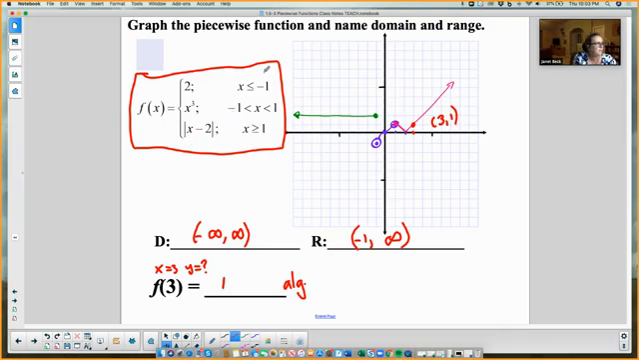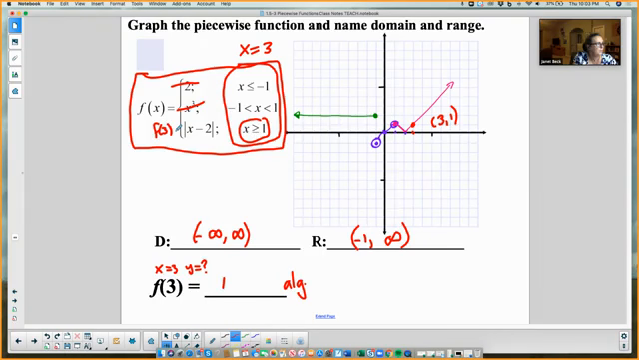Don't look here first, look over here first and choose which interval x equals 3 fits in. 3 is not less than -1. Don't want that. 3 does not lie between -1 and 1. Don't want that. 3 is bigger than 1. I want this part. So I'm now going to calculate my function of 3.